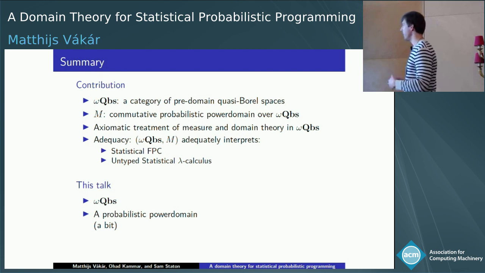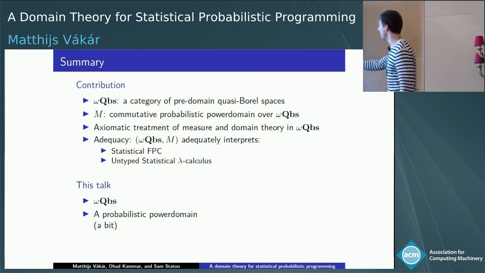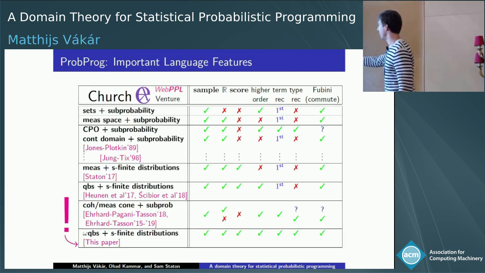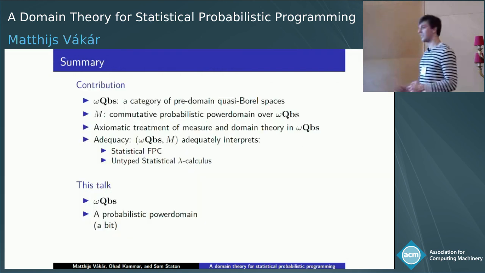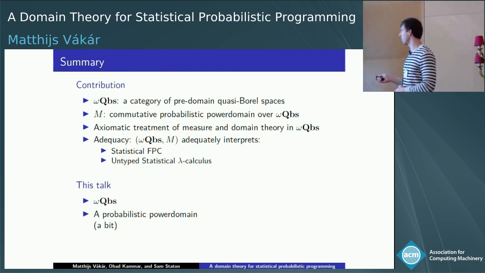And finally, we show that you can interpret a probabilistic programming language with recursive types, and one of these languages that is untyped in our setting, and you can do so adequately. So that means you can use the semantics to prove valid program equivalences. So the untyped statistical lambda calculus that I mentioned here is like an idealized version of these languages that you see in practice. So now I'll briefly say something about the category of quasi-Borel predomains and our probabilistic powerdomain.